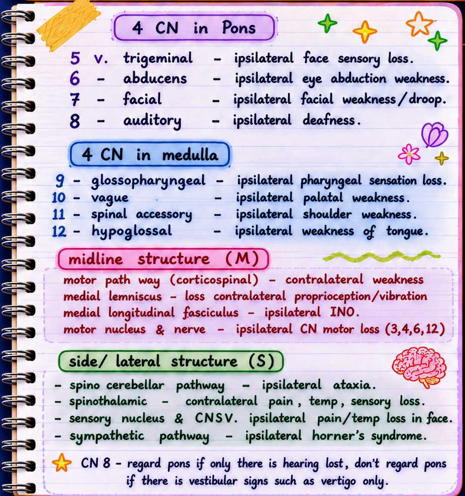And also, this is the star point that I am showing here: cranial nerve 8 involvement. We only assume it when there is deafness. We do not assume cranial nerve 8 when there is only a vestibular symptom like vertigo or nystagmus. That is not cranial nerve 8. Cranial nerve 8 is only when there is hearing loss ipsilaterally.